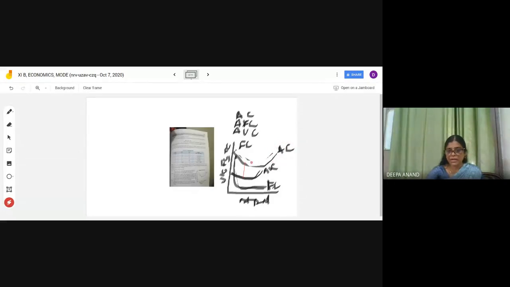So the gap between AC and AVC, average cost and average variable cost, will be more at the beginning and towards the end it will be less, because as more units are produced, the cost per unit, or average cost, will be less. That's the reason.